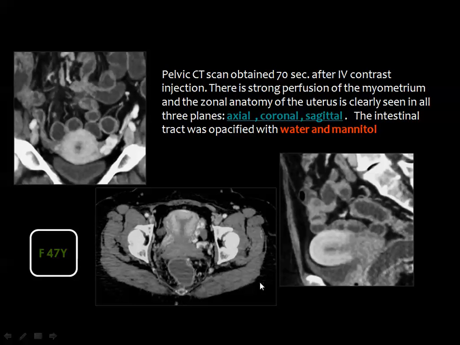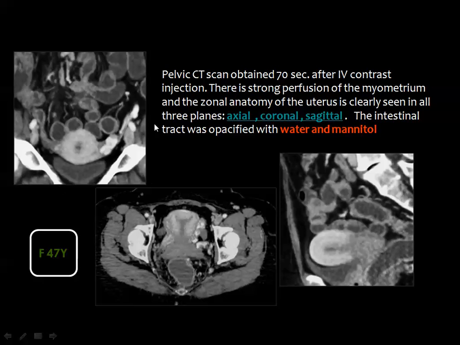And sometimes we may prepare the bowel using water or mannitol in order to distend the small bowel loops and to separate them from other pelvic structures. But in most of the cases, the radiologists usually feel somewhat familiar with the gastrografin in the bowel loops.